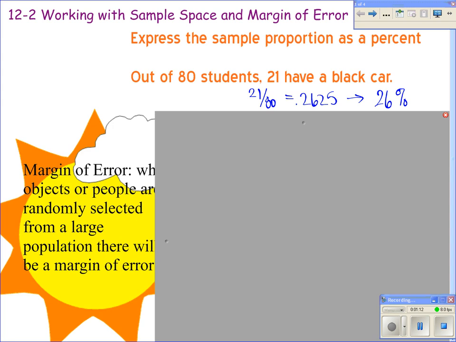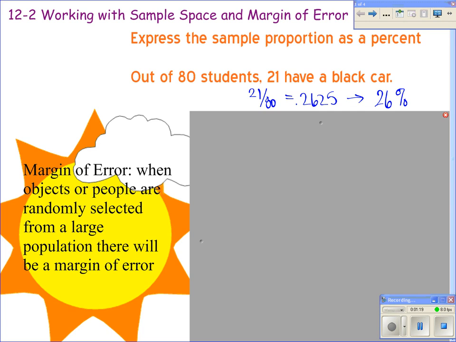Now, margin of error. Wait till you get this definition written down. This is probably new to you.